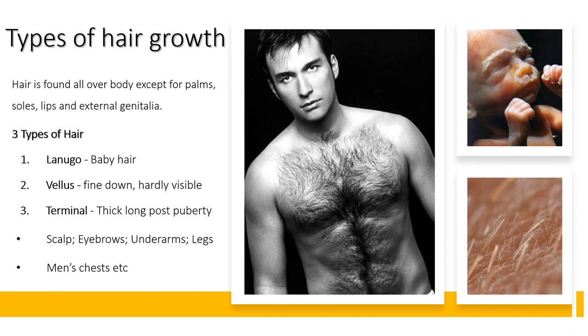Vellus is a fine down, hardly visible hair that we have all over our bodies. Terminal hair is the thick, long, sometimes post-puberty hair. It's very dark, well, it's not dark if you're blonde, but it's thick. So what we have on the scalp, eyebrows, underarms, legs, on a man's chest, that is terminal hair.